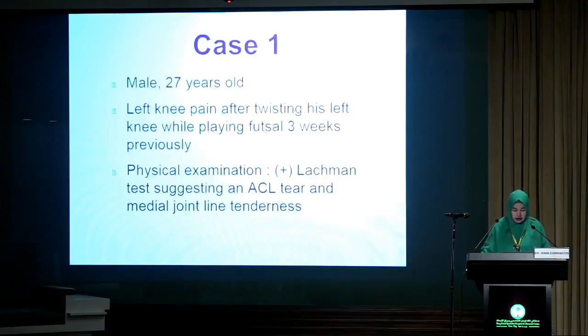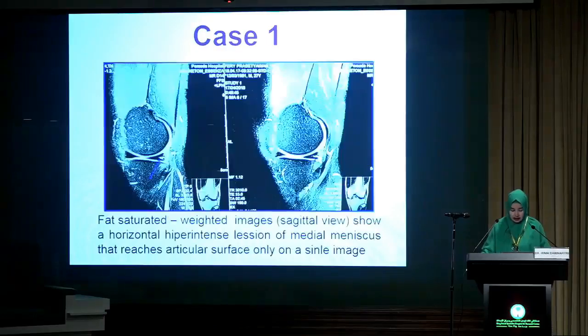Case 1. Male, 27 years old, with left knee pain after twisting his left knee while playing futsal 3 weeks previously. Physical examination: Lachman test, suggesting an ACL tear, is positive, and there is medial joint line tenderness.